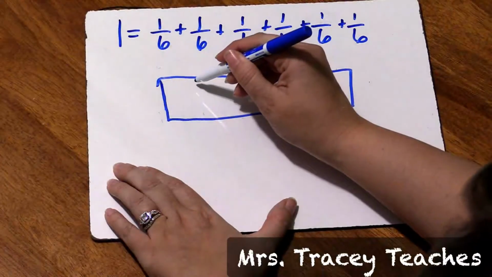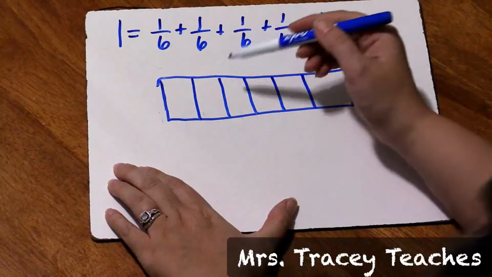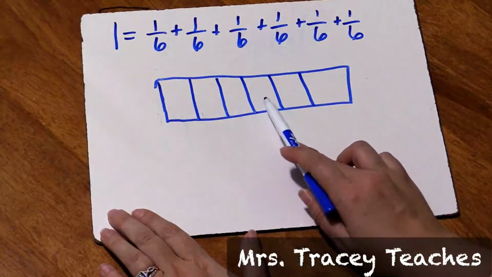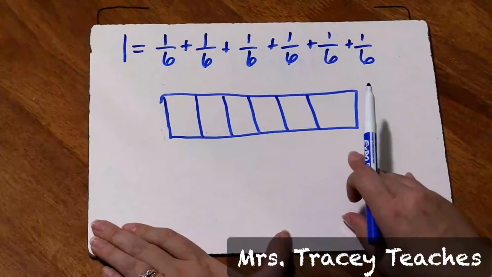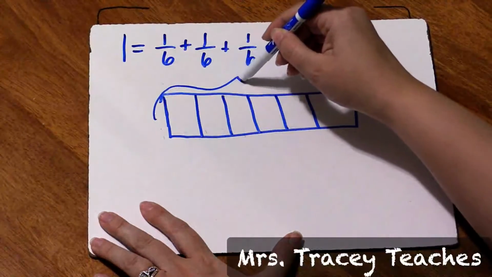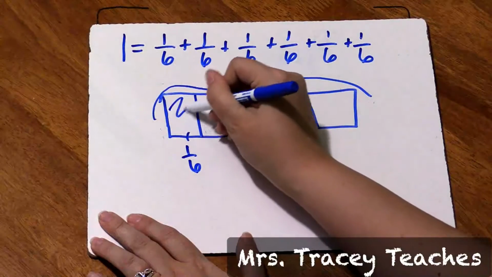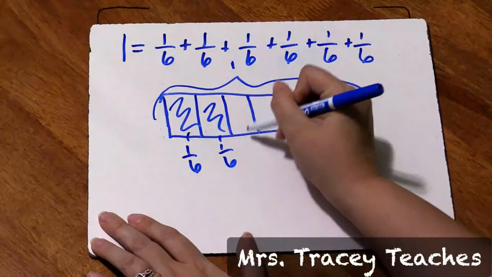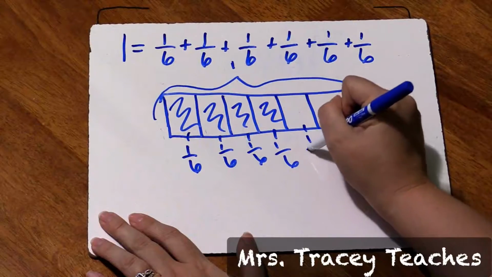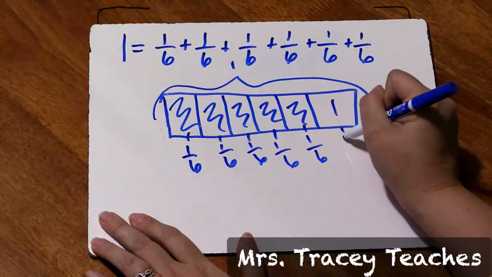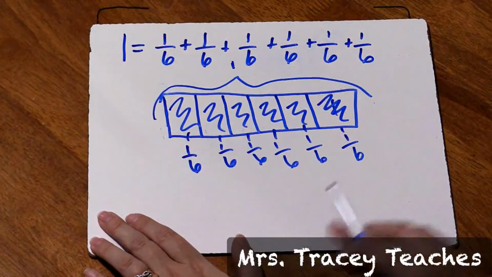If there are 6 pieces, you draw 5 lines. So 1, 2, 3, 4, 5. And so now I have 6 pieces. So I have 1, 2, 3, 4, 5, 6. So now I'm going to label this. This entire thing right here is my whole, and then each one of these is 1/6. So I'm going to color in 1/6, 1/6, 1/6, 1/6, and oopsie, 1/6. So right here. Now if we add those all up, it equals 1.